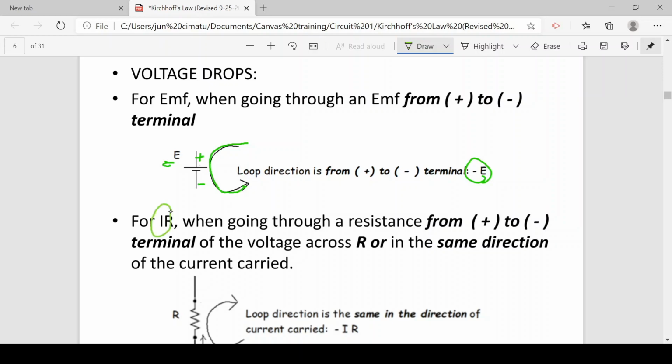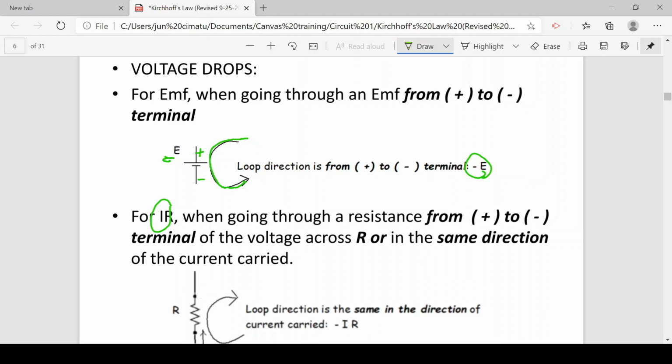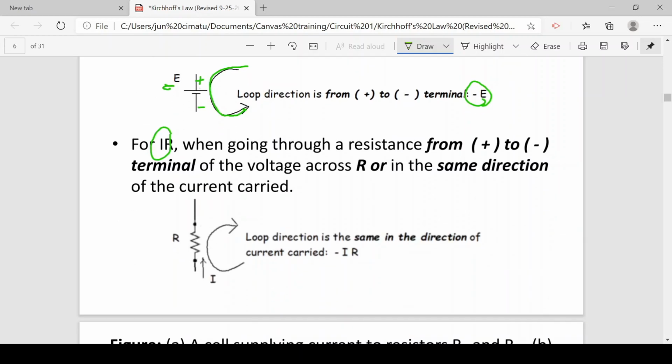For the IR, if we are going through a resistance where we enter at the positive terminal and leave the negative terminal, this is positive because the current enters at this terminal, so this terminal is positive, and the current I leaves this terminal, so this is negative. Now this is the loop direction we go through.